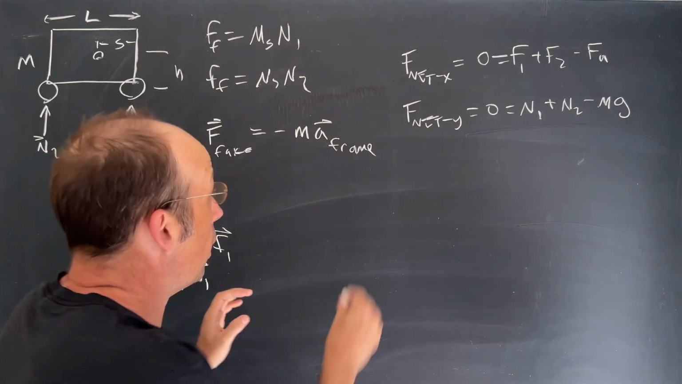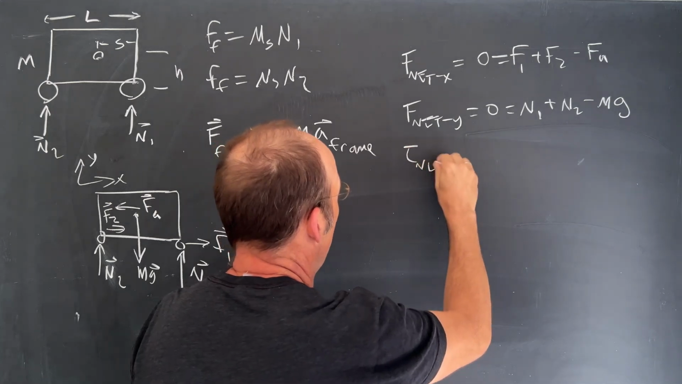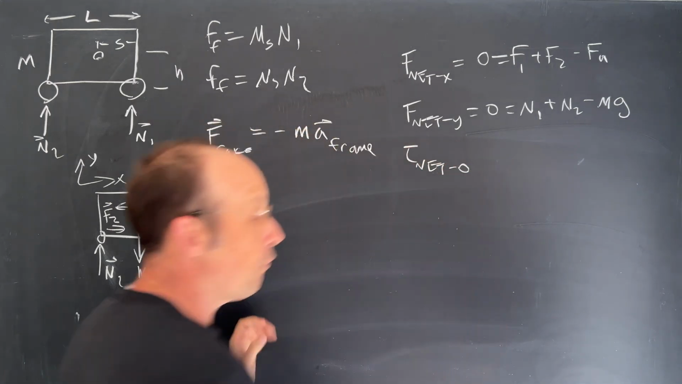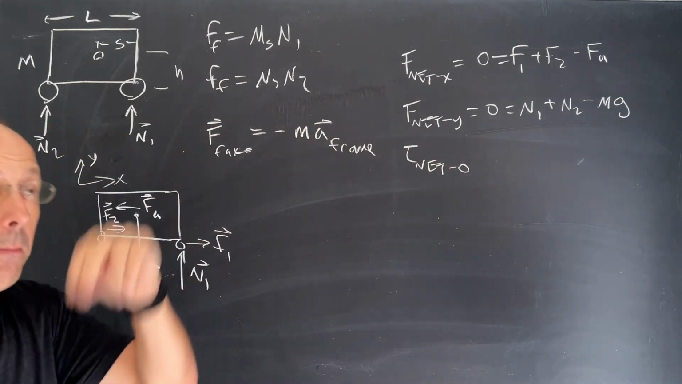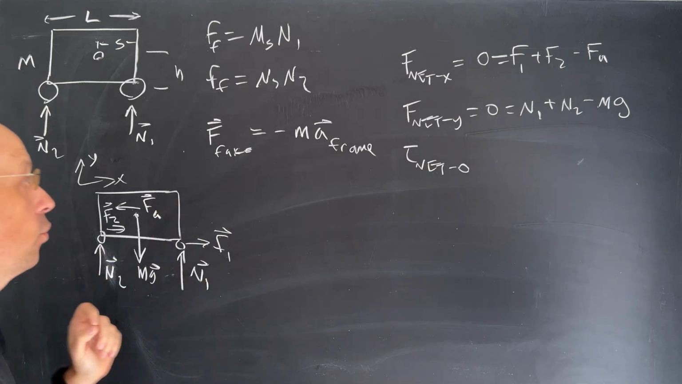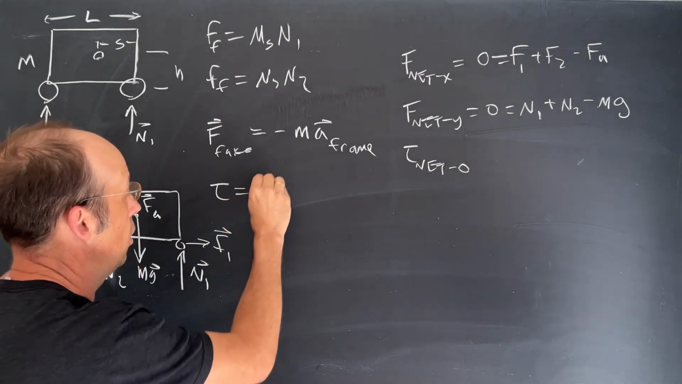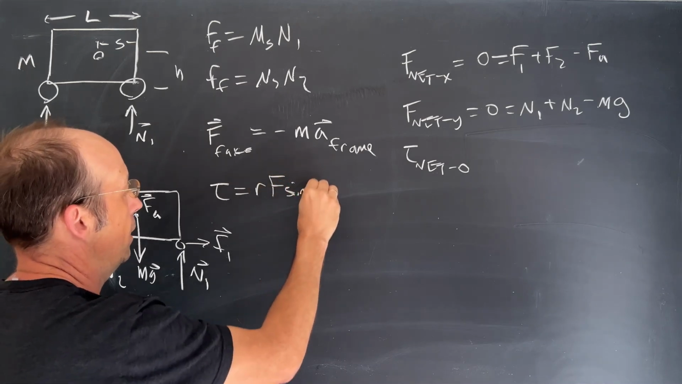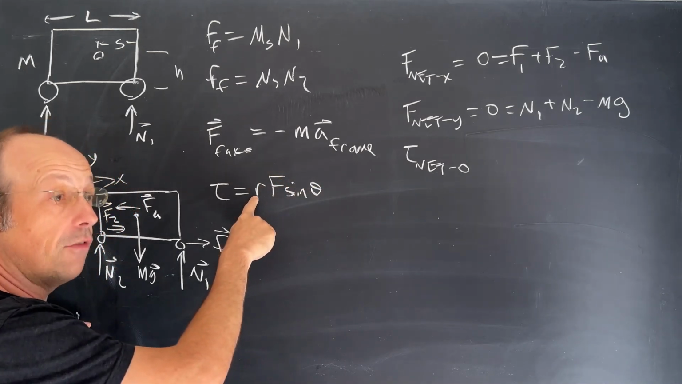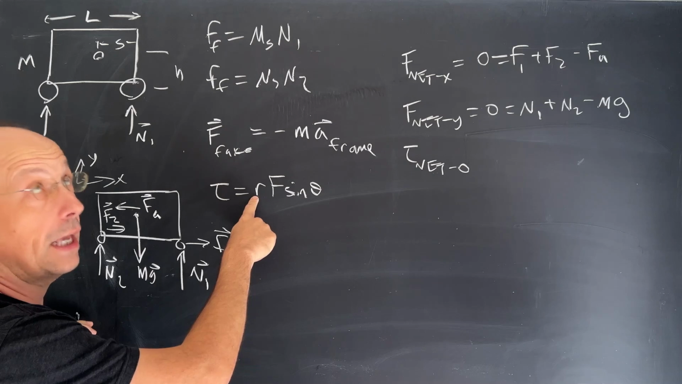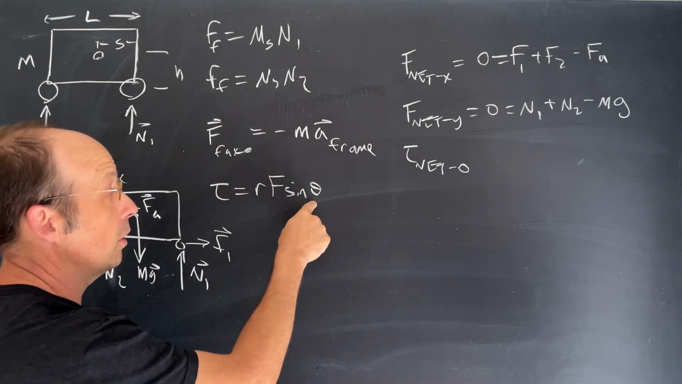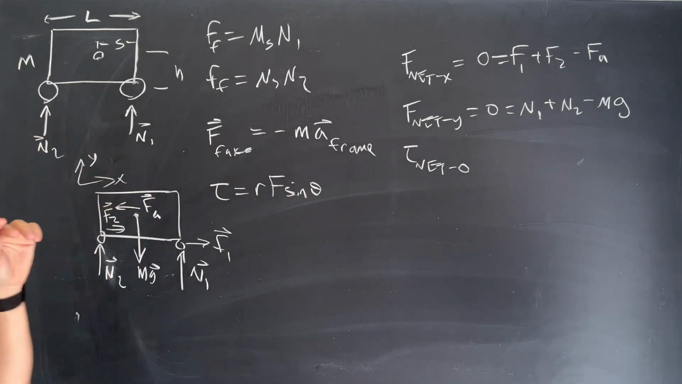Now for the torque, I'm going to go ahead and write this equation, even though we don't need it. For torque, we have to pick a point about which we calculate the torque. Remember that in 2 dimensions, we can write torque as r F sine theta, where r is the vector from the point that you want to calculate the torque, F is the applied force, theta is the angle between those two.